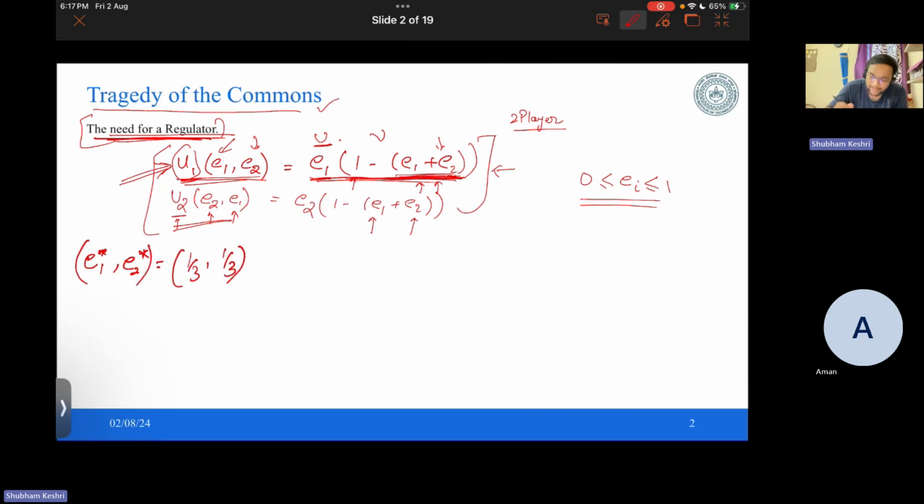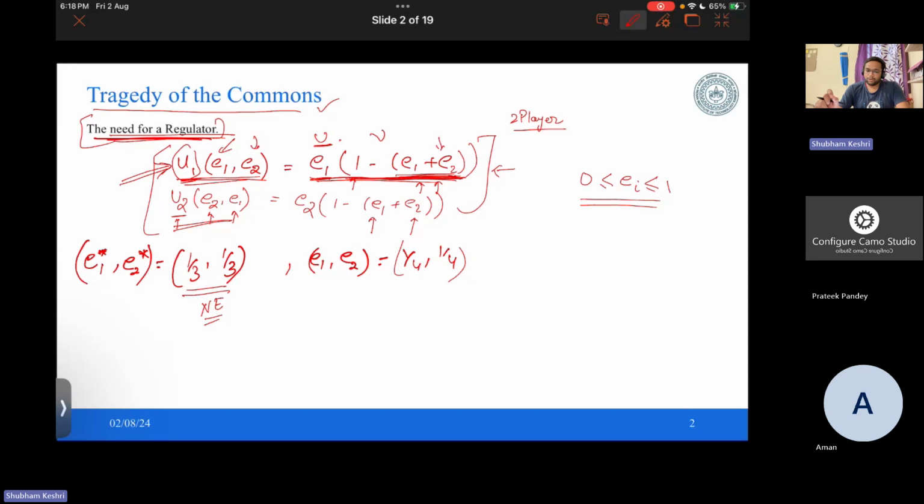All right. Now we saw that there is one more strategy or combination of strategy which yields a higher payoff, and that is Pareto optimal. That was E1, comma E2 as 1 by 4, comma 1 by 4, and the utility of both the players were higher than what was at Nash equilibrium. All right. Now suppose there is some authority or a regulator which specifies that this will be the effort of the players. So they are saying that the players will have to put an effort of 1 by 4 instead of 1 by 3. What will happen in that case?